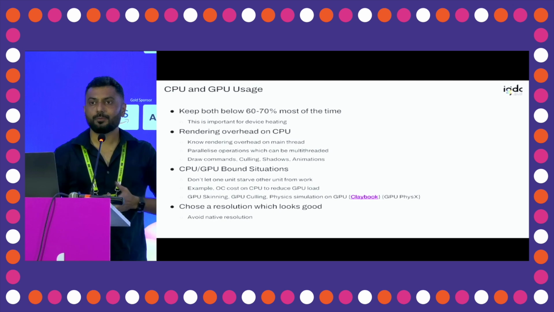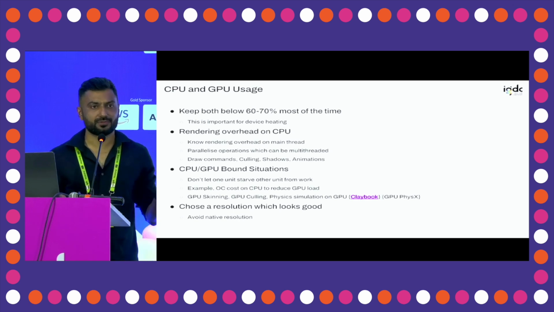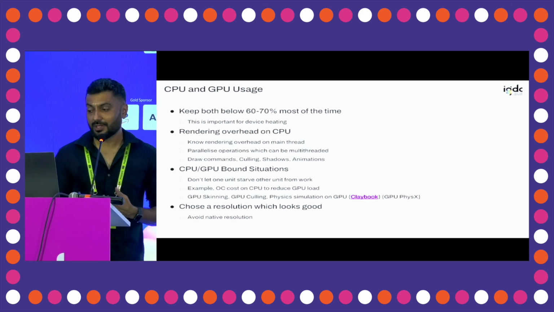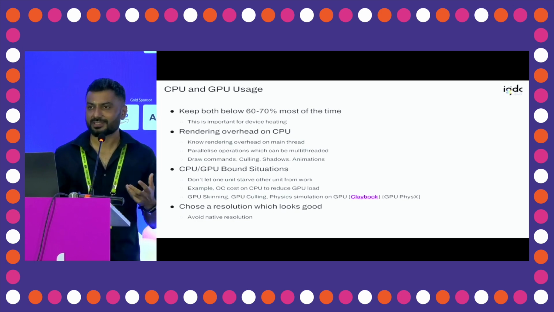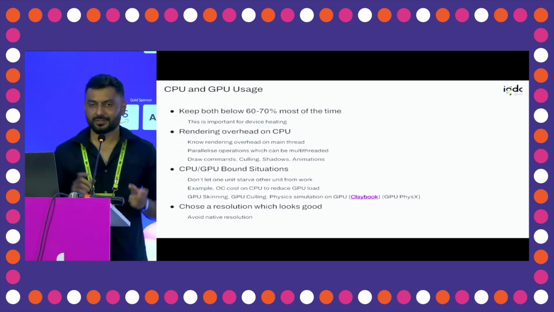If you are CPU bound, on the other hand, which is a more dire situation to be in, then there are techniques like GPU skinning and GPU culling. Even physics can be run on the GPU to offload the CPU. There is this game called Playbook you can check out. They do a lot of fluid simulations, which is actually done on the GPU. If you were doing that on the CPU, your game would die. So these trade-offs are really important to know.